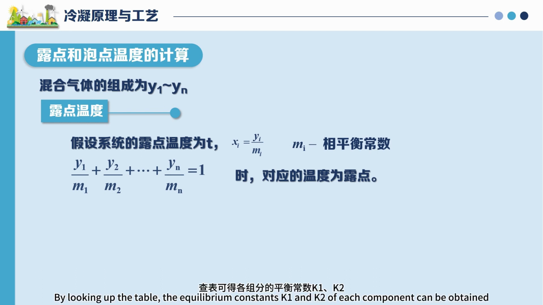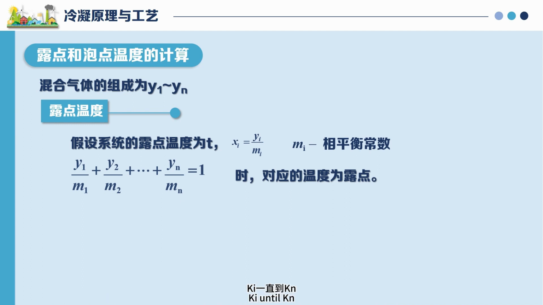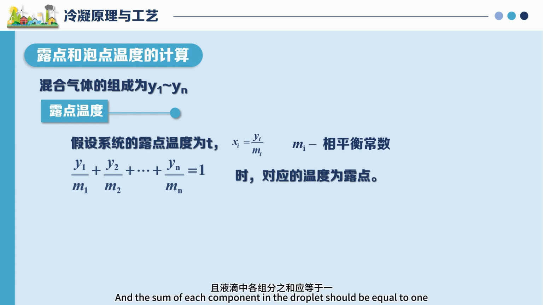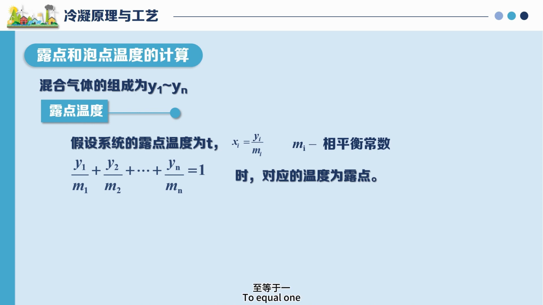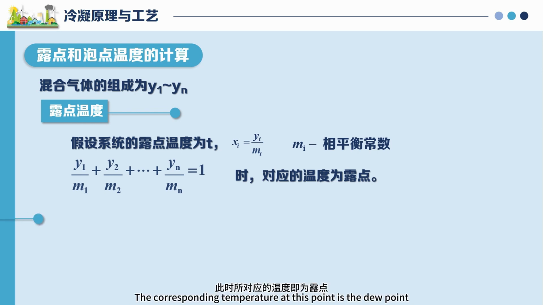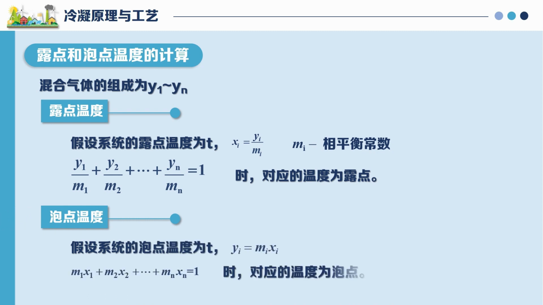By looking up the table, the equilibrium constants K1, K2, all the way to Kn of each component can be obtained. The liquid droplet Xi in equilibrium with this gas mixture is calculated as follows, and the sum of each component in the droplet should be equal to 1. If not equal to 1, then reassume the dew point temperature and perform the calculations again. When it equals 1, the corresponding temperature at this point is the dew point.